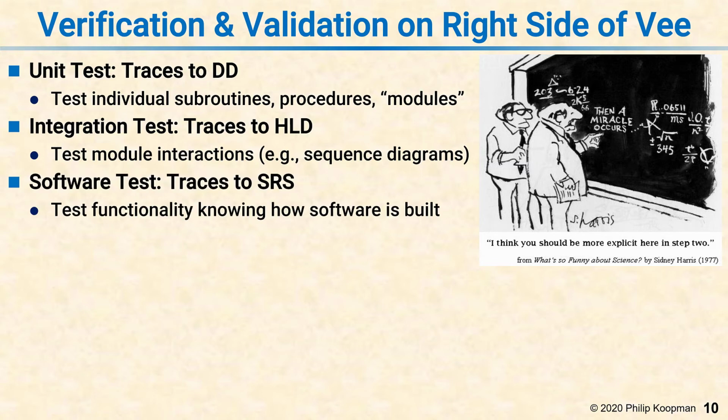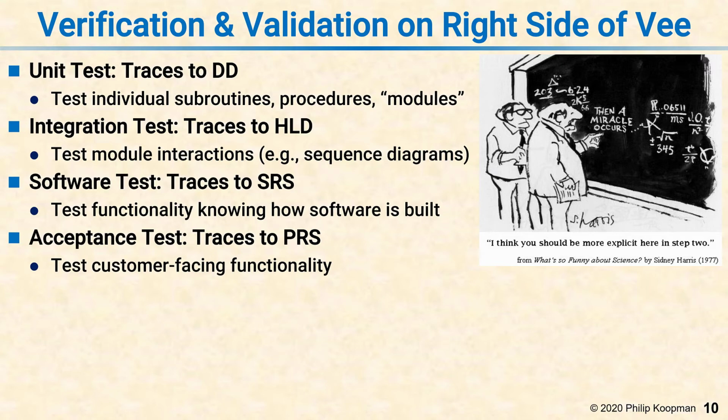Beyond that is software test. Software test traces to the software requirement spec. All right, we know the pieces work. We know they work together, but does it actually do what it's supposed to do? And that answers the question, did the engineers build the software they wanted to build? Beyond that is the acceptance test. That traces to the product requirement spec.